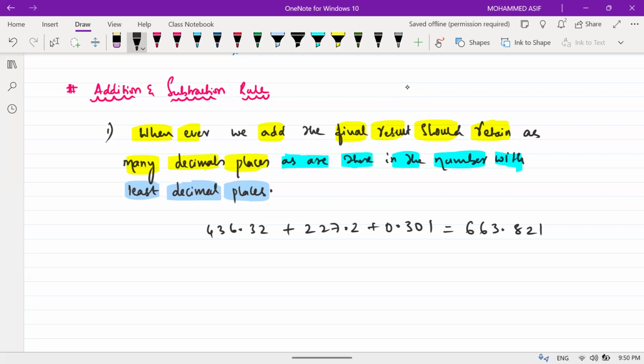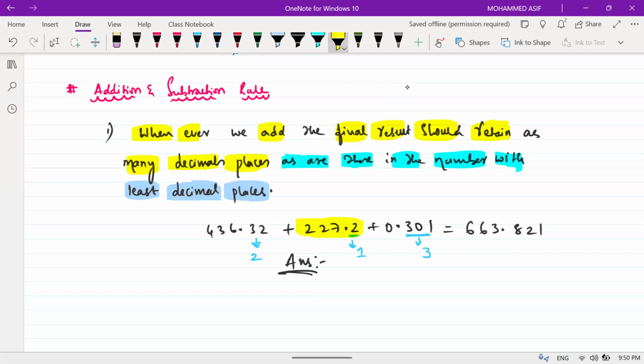Okay. Now what will be the answer for this one? You tell me. Whenever you add, how do you tell the answer? Now see, after decimal, this is having how many places? 2 places. This one, after decimal, how many places? 1 place. This one? 3 places. What did I tell you? After decimal, take the least decimal places. The least decimal place is for which number, beta?